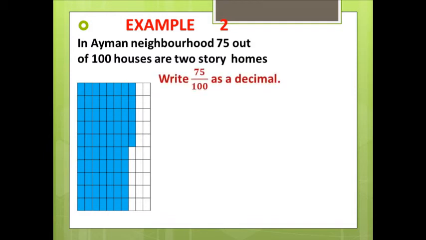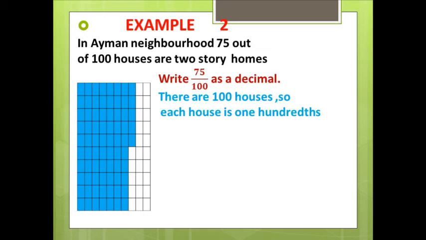As you can see, I have our grid, and it has 100 units. Write 75 of 100 as a decimal. In this case, we know that each unit is 1 out of 100, and 1 out of 100 is the same as 0.01. So 75 out of 100 will be 0.75.